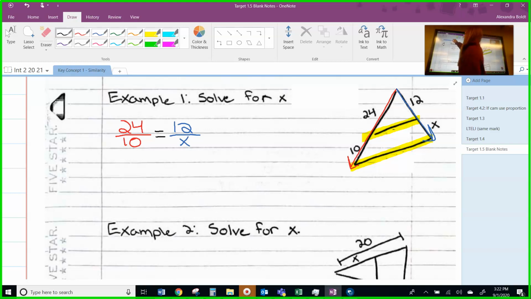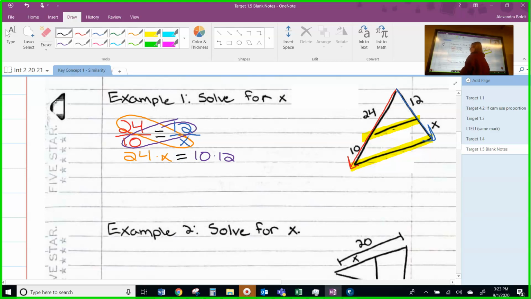Now I'm just going to cross multiply, just like we've been doing. So I have 24 times x and 10 times 12, and those are equal. 24 times x is 24x, and 10 times 12 is 120.